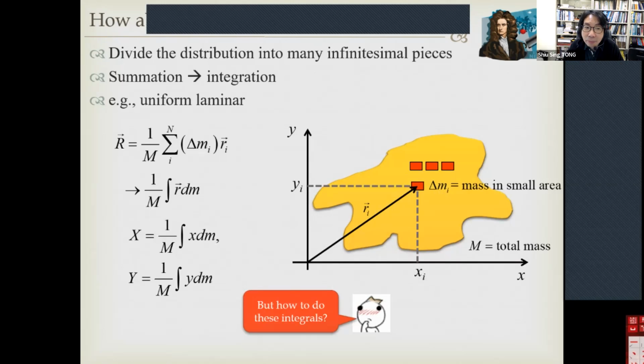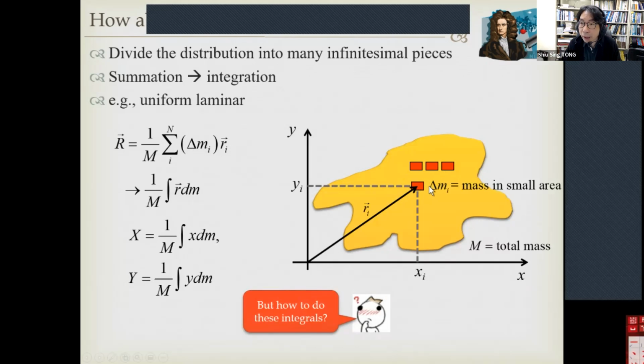Now let's see what the formula tells us. It tells us to form a summation of the mass times its position vector. That is what the center of mass formula tells us. And then after doing the summation, you divide by the total mass of the system.